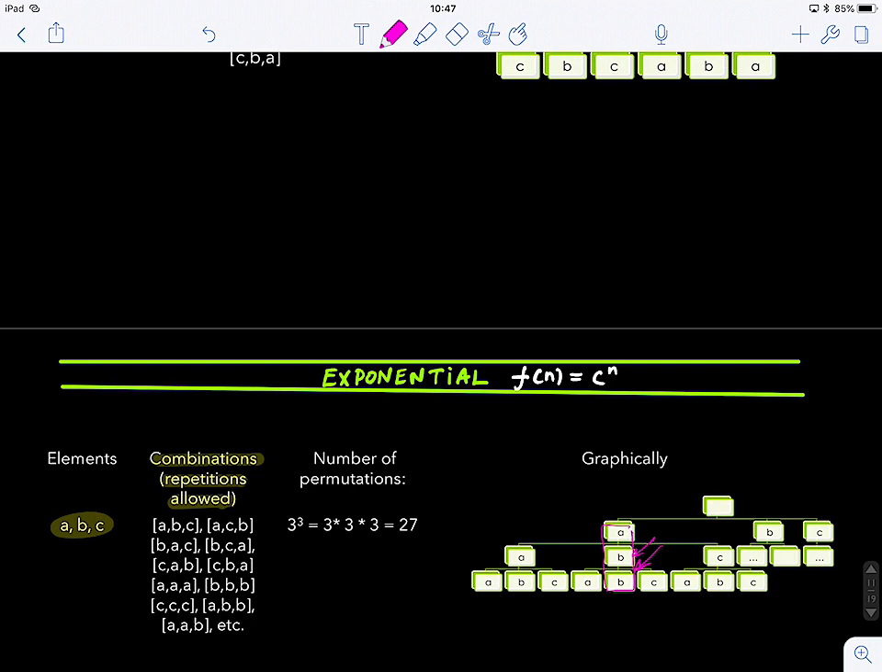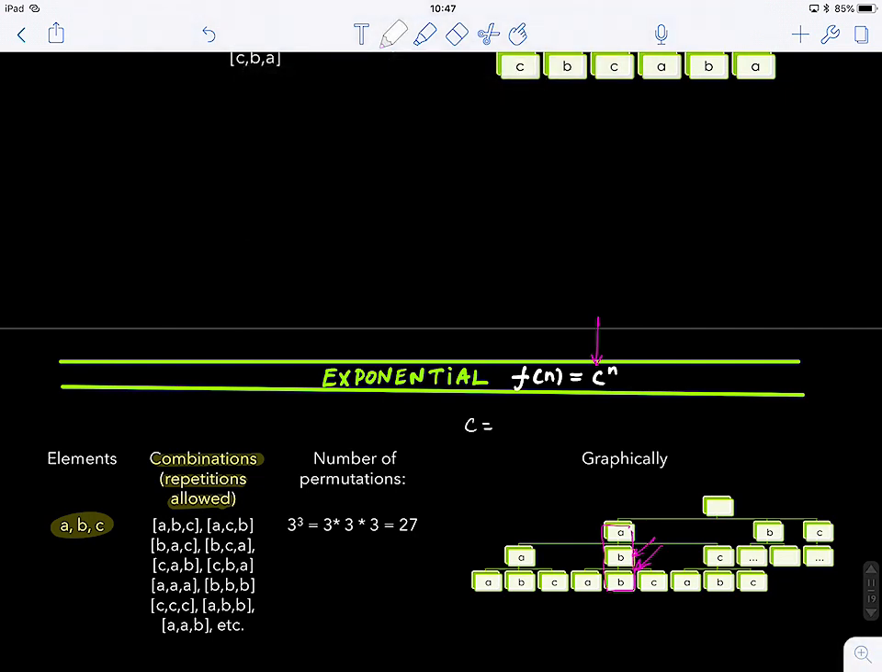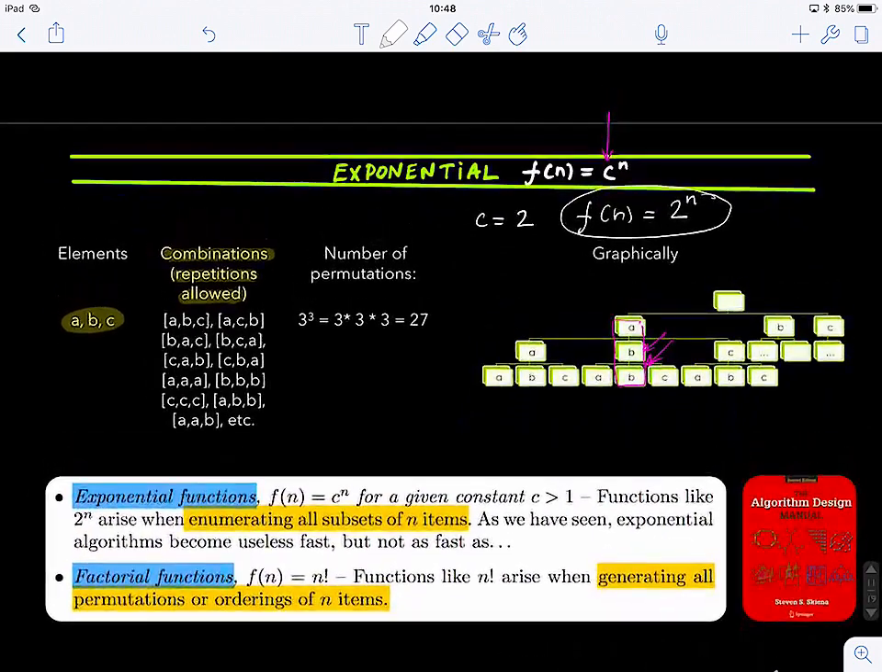For the exponential function f(n), you can have any constant c. This can be any number. Let me write it down. For example, if c is equal to 2, then f(n) is 2 exponent n. This is exponentiation. Here, the exponential function takes a lot of time. But let's compare these two. The exponential function, f(n) equals c exponent n, for a given constant c greater than 1, is basically enumerating all subsets of n items, while the factorial function generates all permutations or orderings of n items.